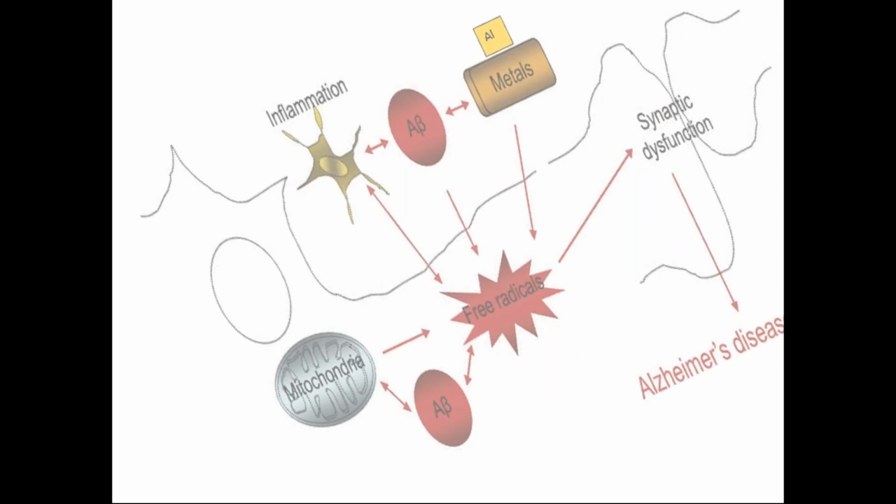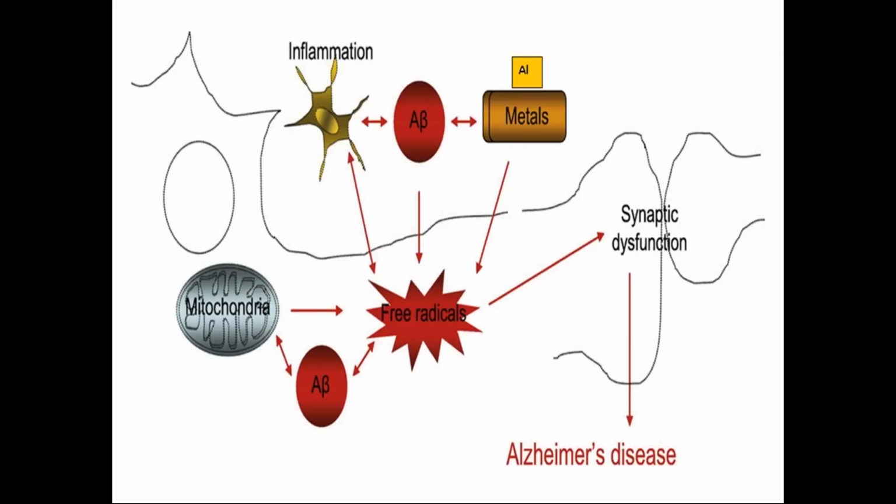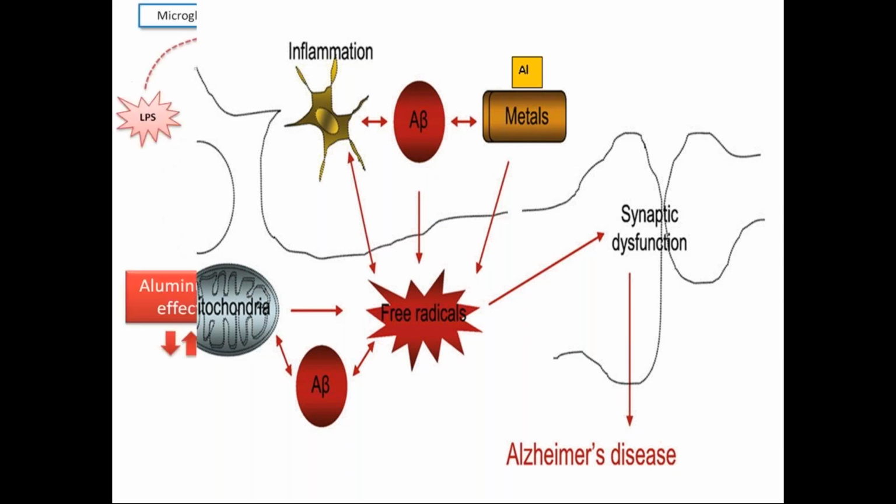Okay, I started my hypothesis in my research in my laboratory from this picture. If you see the production of free radicals from different factors, for example metals or inflammation or problems of mitochondria, this introduces synaptic dysfunction, and I think that is the key of the problem of Alzheimer's disease.